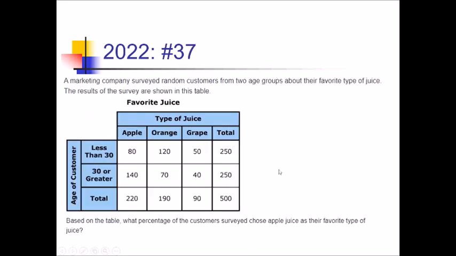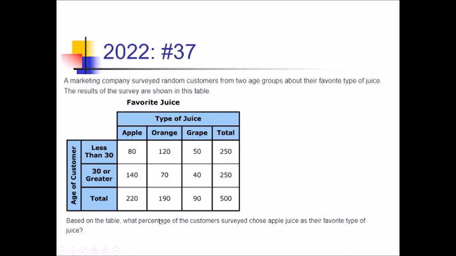On this free response problem, we have a marketing company surveying random customers from 2 different age groups about favorite types of juice, and they gave us these results in this 2-way table here. Based off this, we want the percentage of customers surveyed who chose apple juice as their favorite type of juice. So if we want the percentage, we need to figure out what this is out of, and how many people are in this group that we're choosing to look at here.